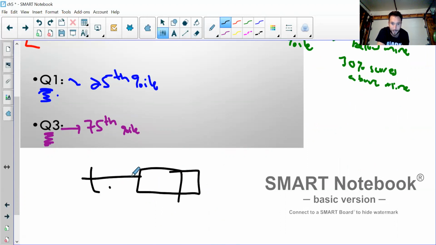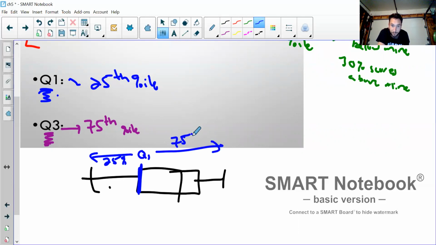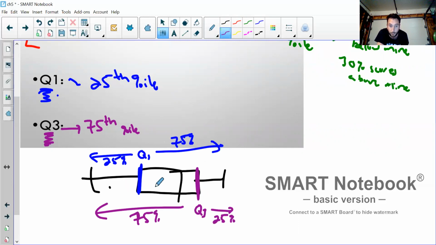So if I just draw a box plot, a random box plot, just making this up. We now know that for Q1, right here, by definition, 25% of the data is below Q1, which of course would mean 75% of the data is above Q1. Whereas over here for Q3, 75% of the data is below Q3, which means 25% of the data is above Q3.